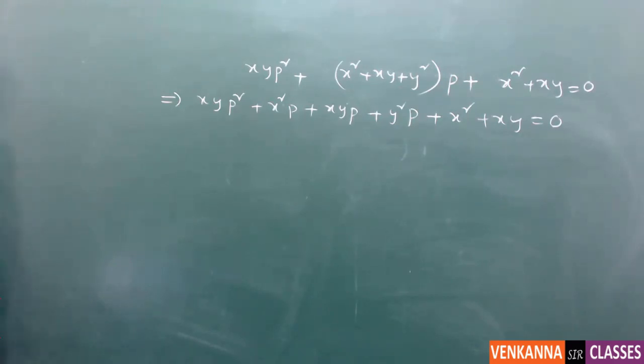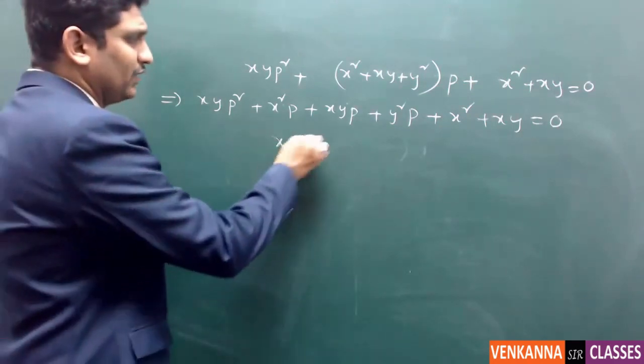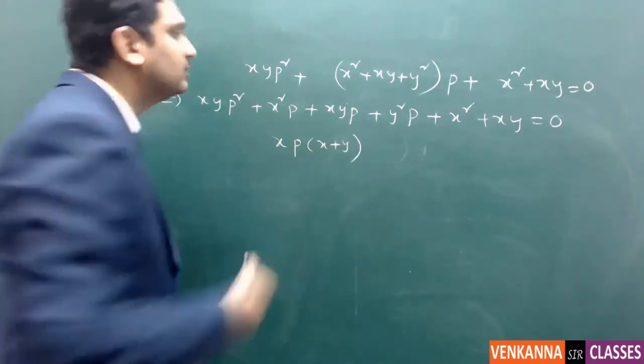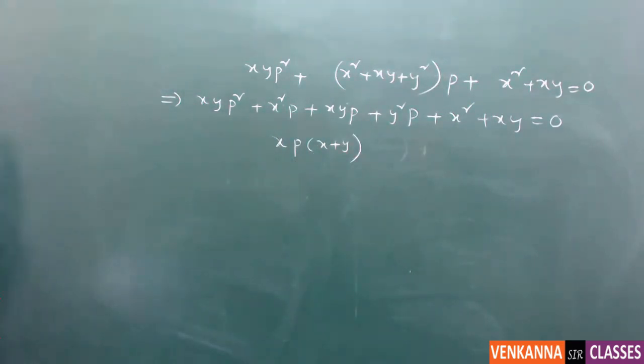In order to take common, terms 2 and 3. So if you take common as xp, you will get x plus y here. Fine. So the same x plus y should come in the remaining 2. Accepted? So you please go ahead with your inputs.